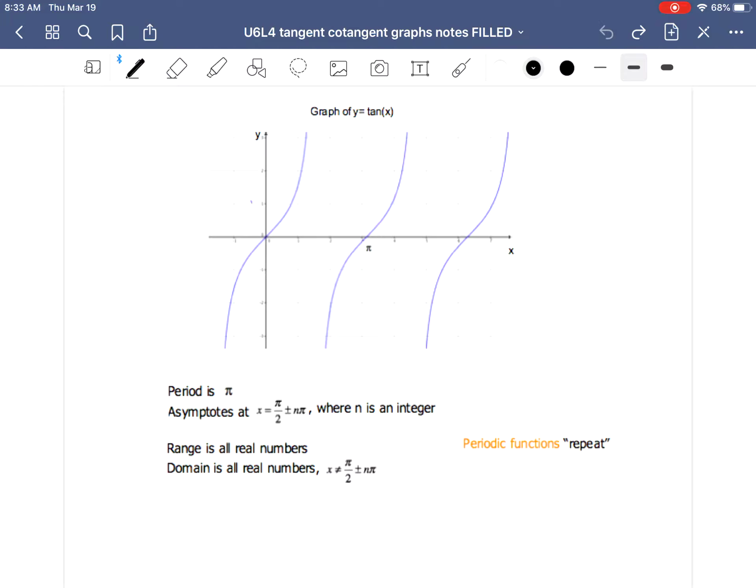Okay, good morning guys. Hope we're doing well. This is going to be hopefully a quicker video. We're going to talk about both tangent and cotangent graphs, and then you've got a worksheet where you can practice your skills at getting better with them. Alright, so here we go.